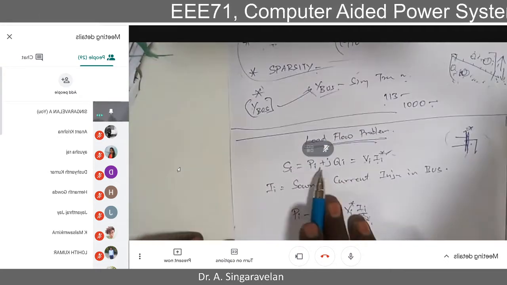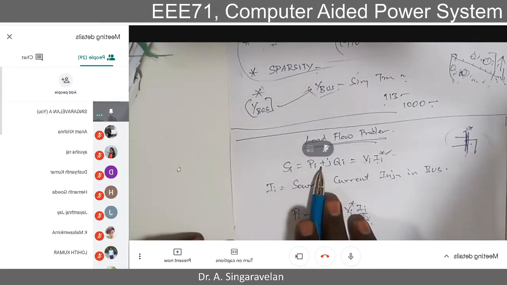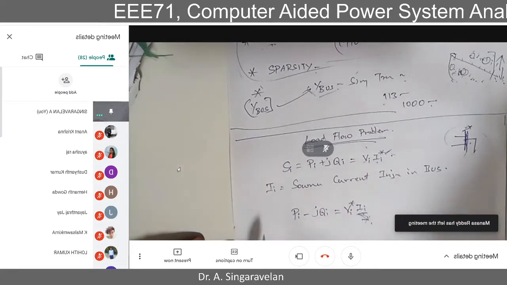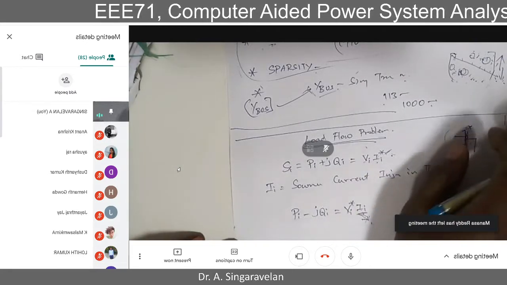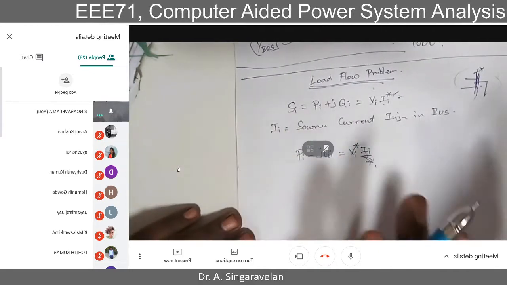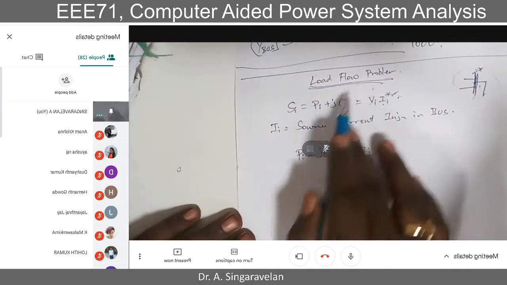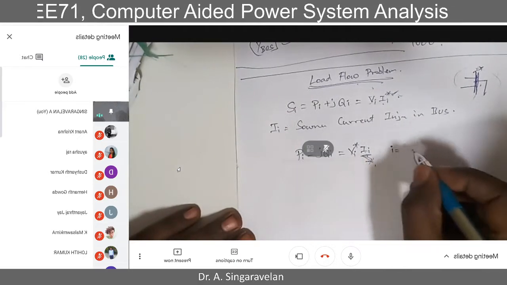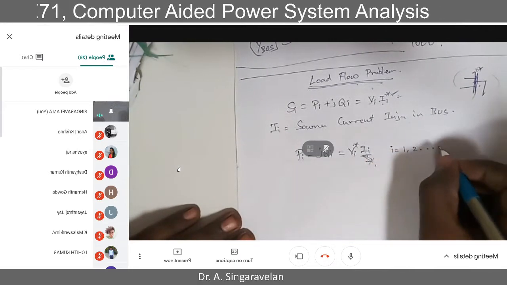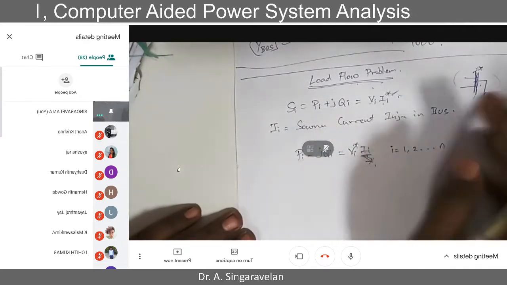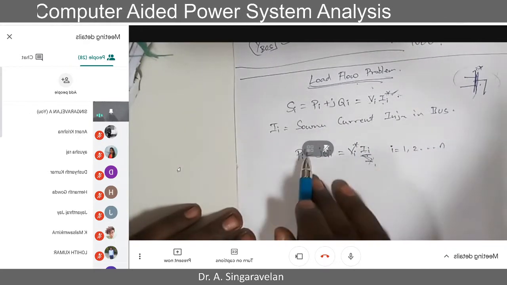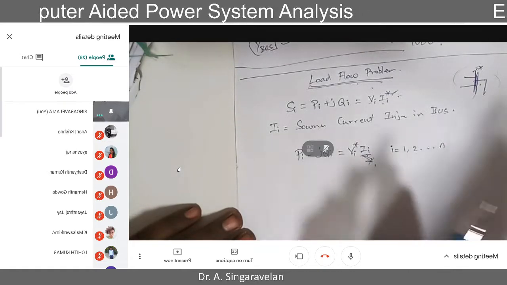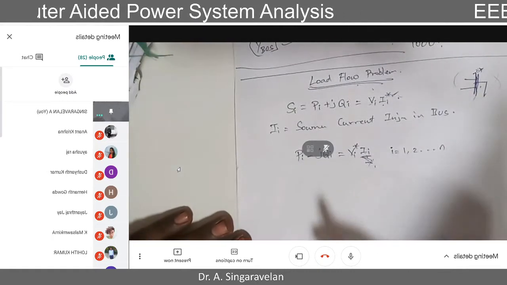Then I can make this complex conjugate and bring the complexity of the current into the voltage. That is simple mathematics here, nothing very technical. Both are the same. And here i is the bus number, starting from 1, 2 up to n buses. How many buses are there in any system? Just give this value, and both will be the same.